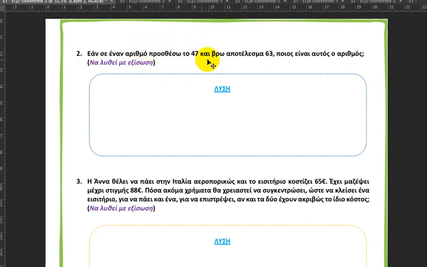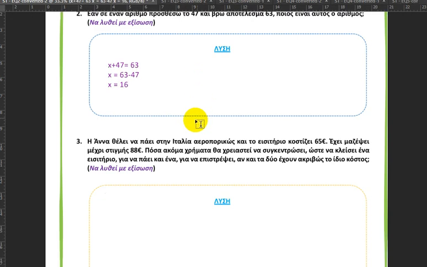I have a number. I add 47 to it. Make it 63. What's the number? Let's solve this as an equation. So let's call the number x. x plus 47 gives us 63. Therefore, x must be equal to 63 minus 47. So x is equal to 16.